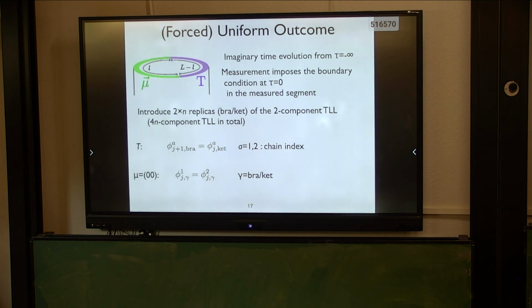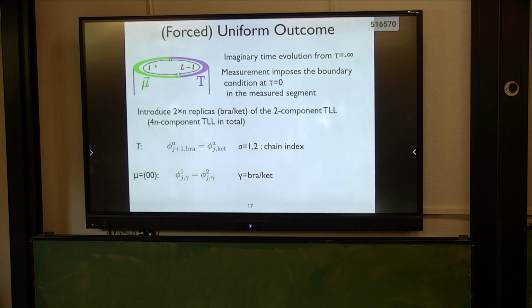So to recap, in the unmeasured region T, first we obtain the reduced density matrix for this purple part, and then take the nth power of the reduced density matrix. This means that in this purple region, the Ket field of J's replica is smoothly connected to the Bra component of the J plus first replica. And this happens for each chain independently.